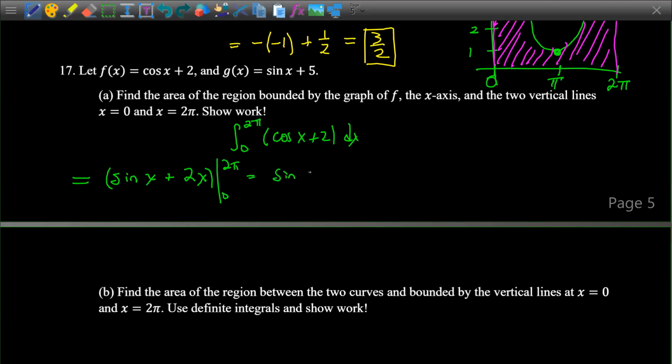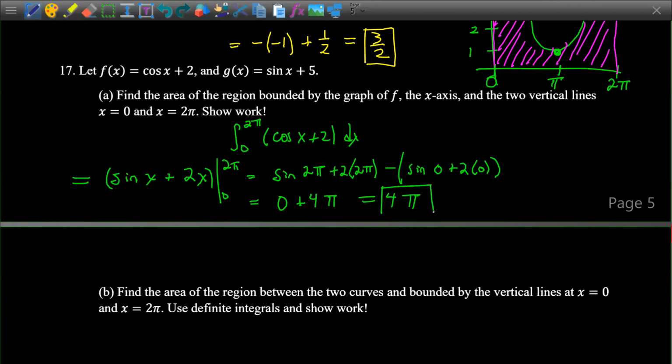So we have sine 2 pi plus 2 times 2 pi. And then minus the sine of 0 plus 2 times 0. And the sine of 2 pi is just 0. And we have plus 4 pi minus the sine of 0. So that's just 0. And then minus 2 times 0, which is just 0. So our answer is 4 pi. And that is the area.